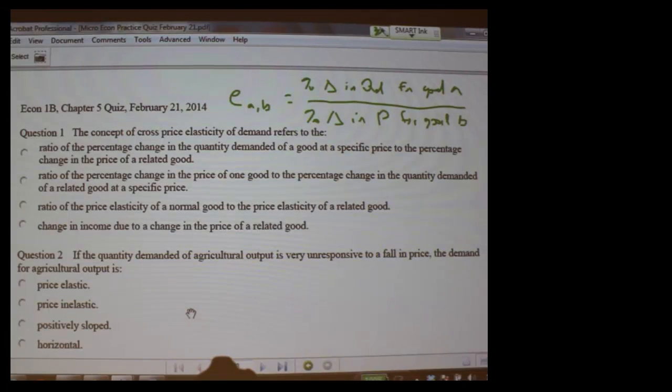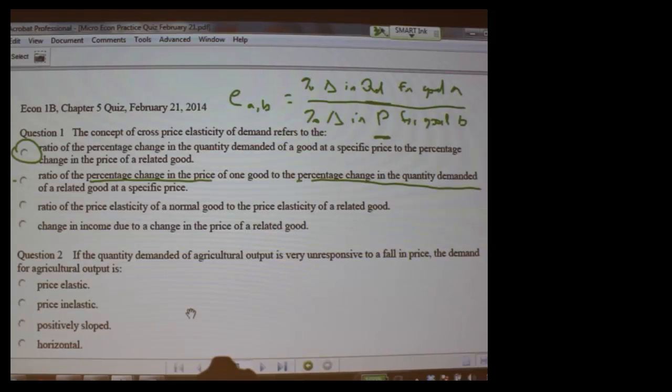And so this is not correct. The last one here, this second to last one is not correct. The second one sounds close, but notice here we have the ratio of percentage change in price over the percentage change in quantity demanded. But in fact, it's quantity demanded over percentage change in price. And so A is the right answer. The ratio of the percentage change in quantity demanded of a good to the percentage change in price.